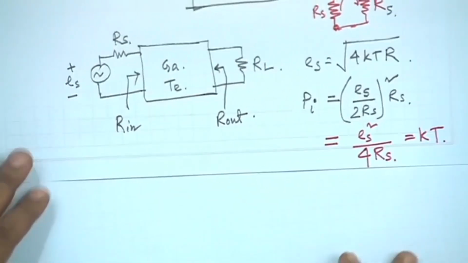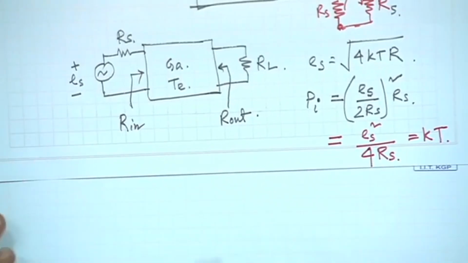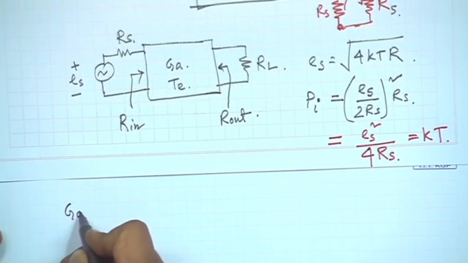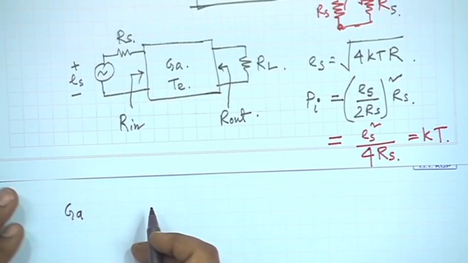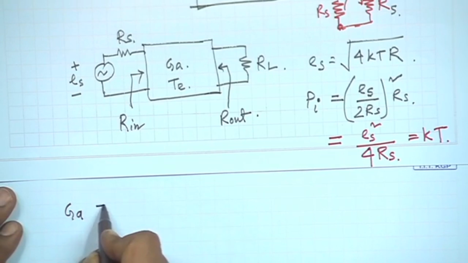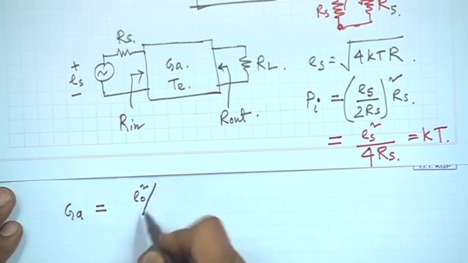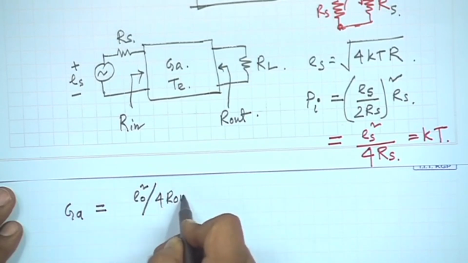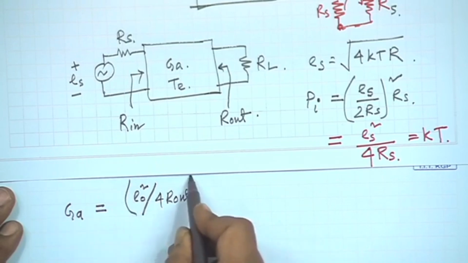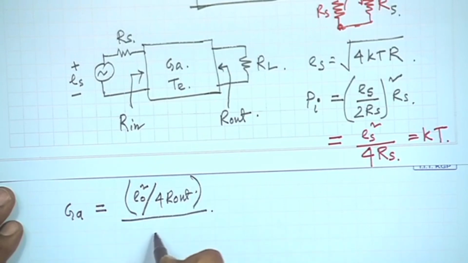Now, the gain of the amplifier GA we can express in terms of the input noise power and output noise power. So, the output noise power is E naught square divided by 4 into R out, and the input noise power is ES square divided by 4 into RS.